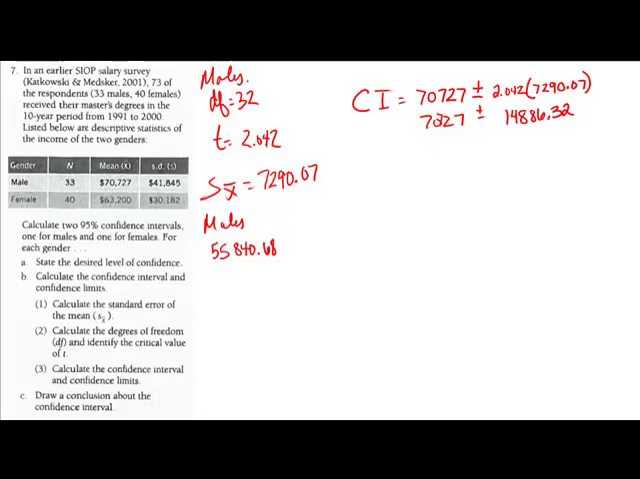That's the lower limit. I'm going to go back to my equation and add 70,727 plus 14,886.32, which is 85,613.32. So there's my range, my confidence interval for the males. Let's do the females next.